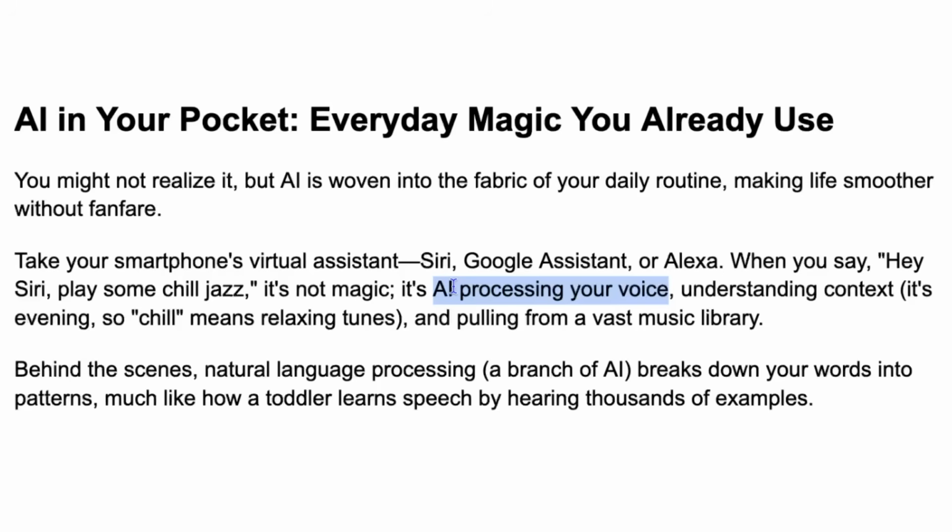And my phone literally just recognized my voice and is trying to process my request, right? So when you say something like that, the AI actually listens to your voice and processes your voice. Then it understands the context of the command that you're giving it. So, for example, it's evening. So chill means relaxing tunes, right? And pulling from a vast music library that exists. So it will scrape through the data of all of the music library that you have access to, and it'll play anything that falls under chill jazz or jazz that is relaxing, right?